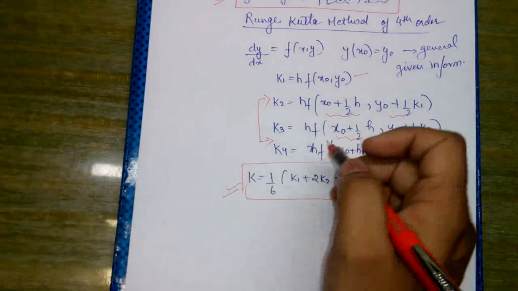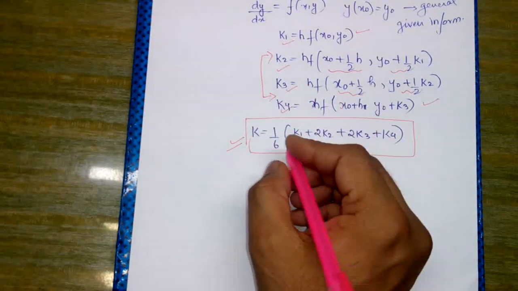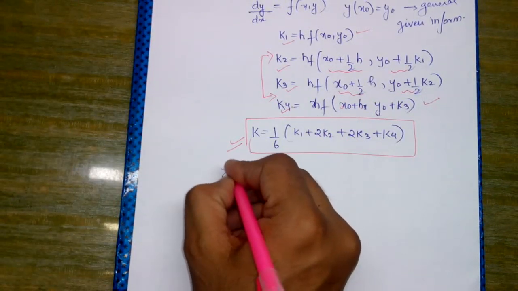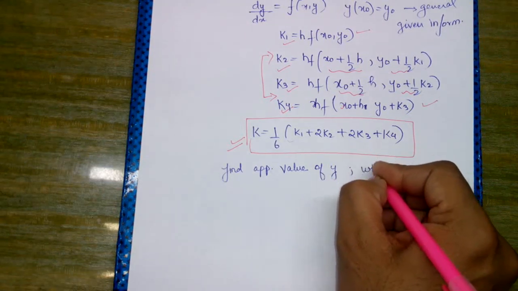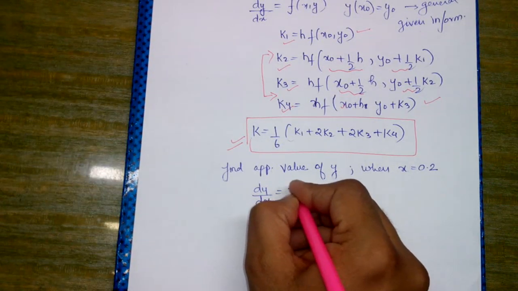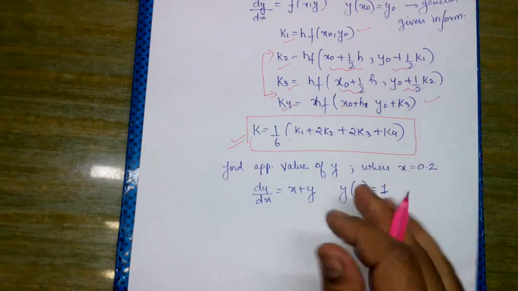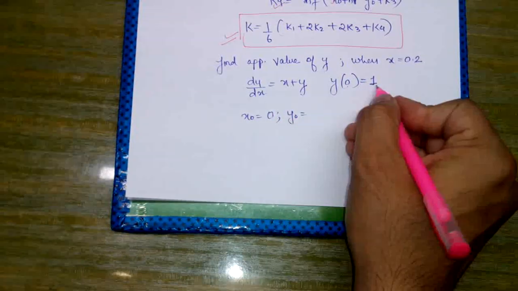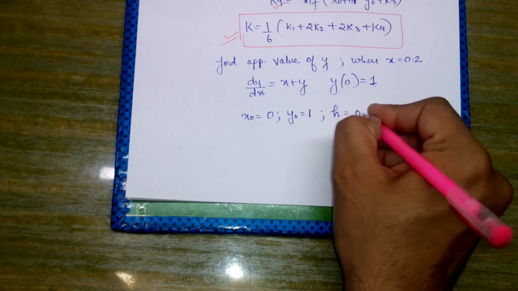So what we are doing is we are finding out the values of k1, k2, k3 and k4, and finally the value of k. So let us do one question in which we have to find, by applying the Runge-Kutta fourth order method, the approximate value of y when x is equal to 0.2, and we have been given that dy by dx is equal to x plus y, and y at x equal to 0 is equal to 1. Now let us solve this question. Initially x0 is 0, y0 is 1, and let us take h equal to 0.2.